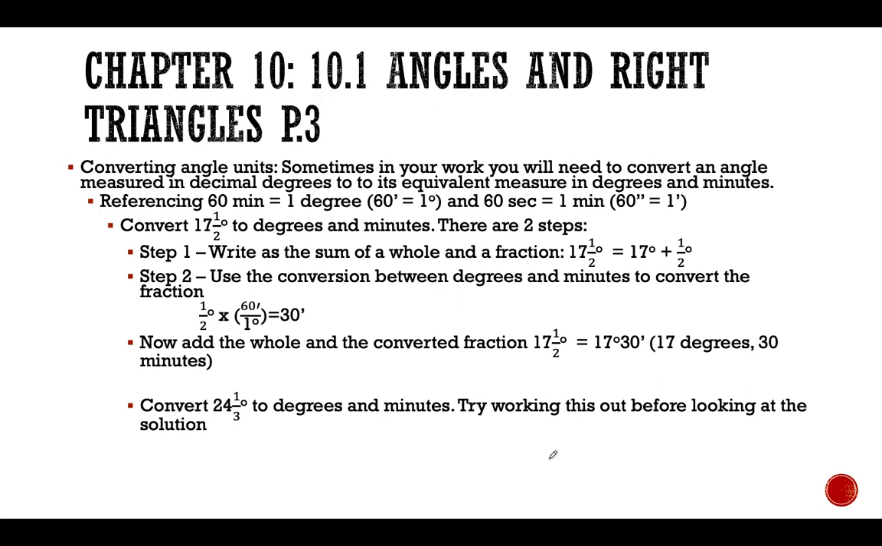There are 2 steps. Step 1, we're going to write it as the sum of a whole and a fraction. So we're going to write 17.5 degrees as 17 degrees plus a half a degree. Now we're going to use the conversion between degrees and minutes to convert the fraction part. So 1/2 degree times 60 minutes to 1 degree equals 30 minutes. Just multiply it out, 60 divided by 2. Now add the whole and the converted fraction together. So 17.5 degrees equals 17 degrees, 30 minutes.